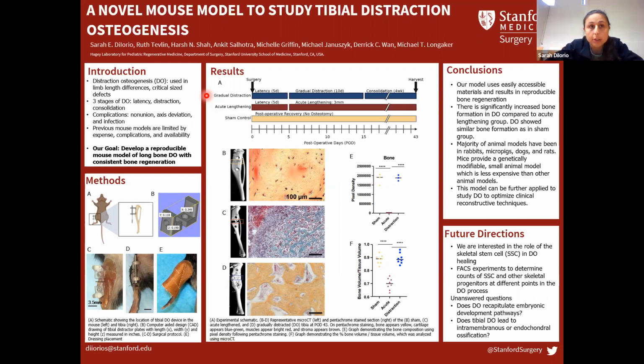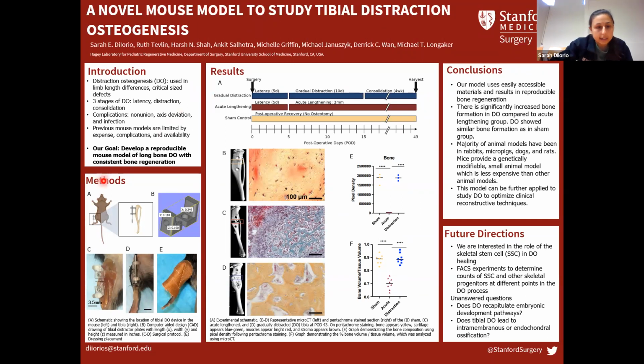Because of this, we want to reduce these complications, and animal models are a great way to further study surgical techniques. Previous models are limited by expense, complications, and availability. And so we wanted to develop a reproducible mouse model of long bone DO with consistent bone regeneration so that we could further study this process.